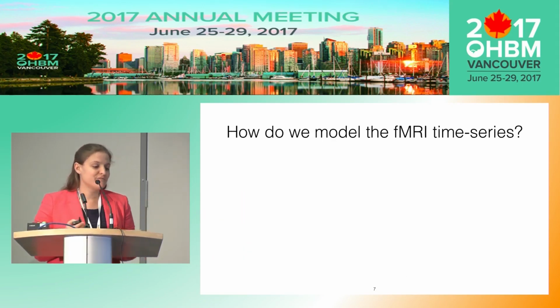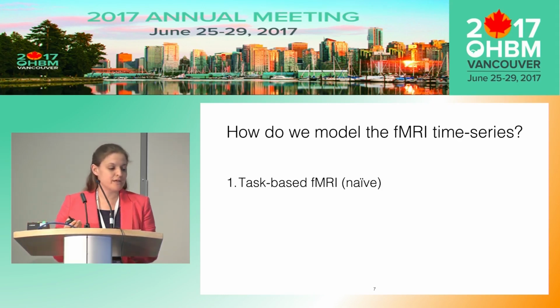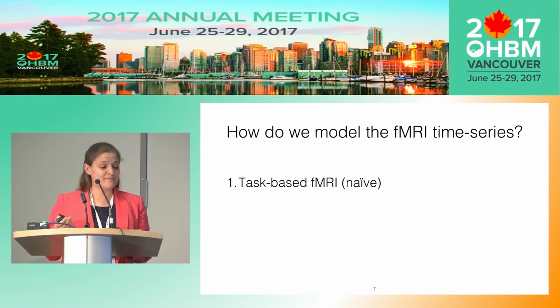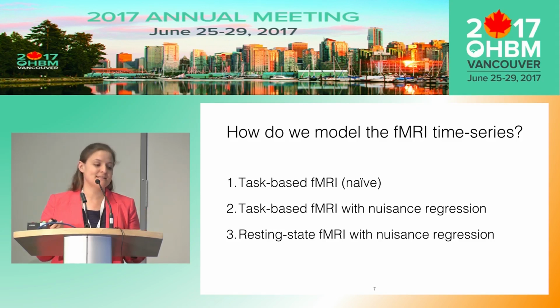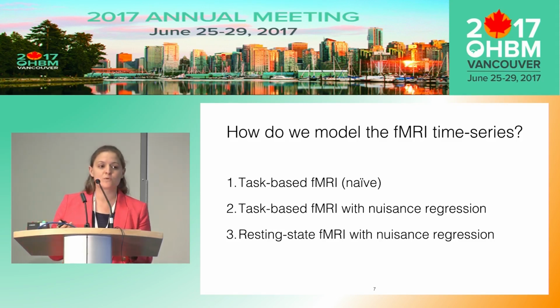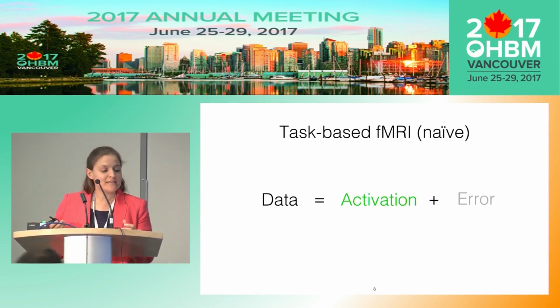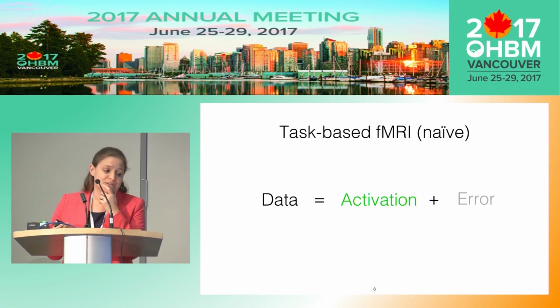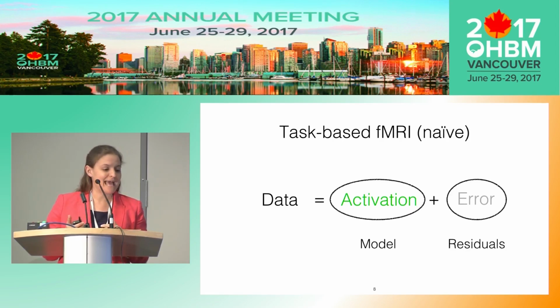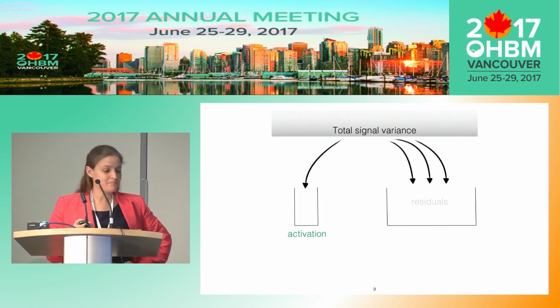So how are we modeling the fMRI time series with a GLM? There are three approaches. You might have task-based fMRI data that's done in a naive way where we're not considering noise confounds. We might then look at the same data with nuisance regression. Or we have resting state fMRI data with nuisance regression, and this is where I'm going to focus most of my efforts in this talk. So very conceptually, in task-based fMRI data, in a naive way without nuisance regression, you're saying the data is going to be some sum of activation that you've caused and these error terms.